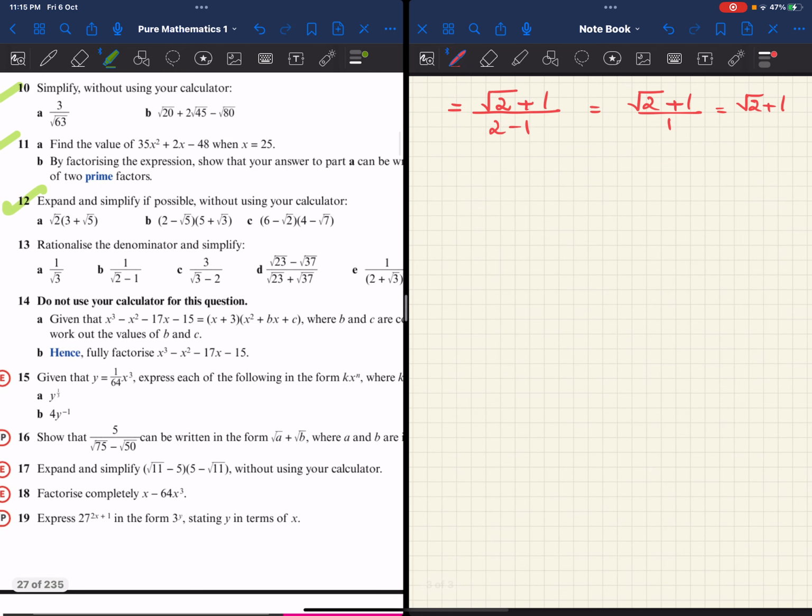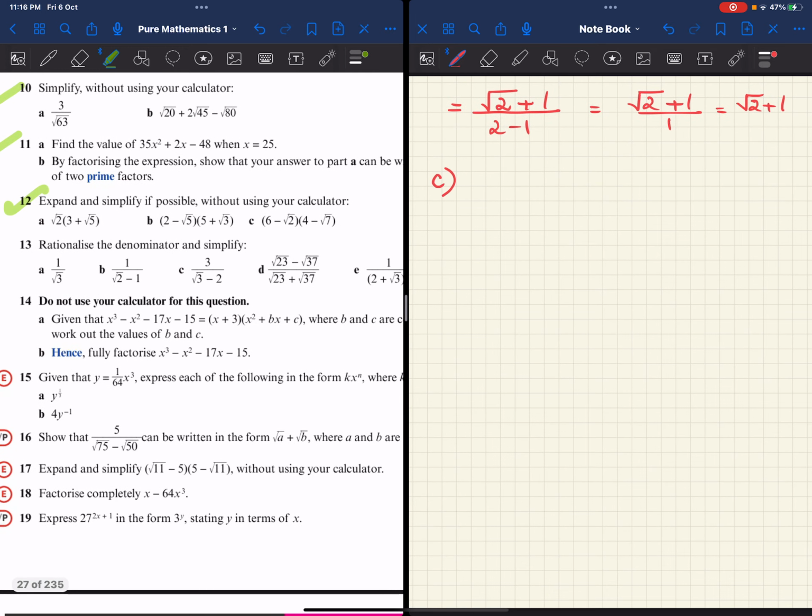Moving on to part C, we have 3 divided by root 3 minus 2. Once again, we will multiply the denominator with its conjugate, or same denominator with opposite sign, root 3 plus 2. So in the numerator, we will multiply 3 into root 3. So we have 3 root 3. We have 3 into 2, which gives us 6.